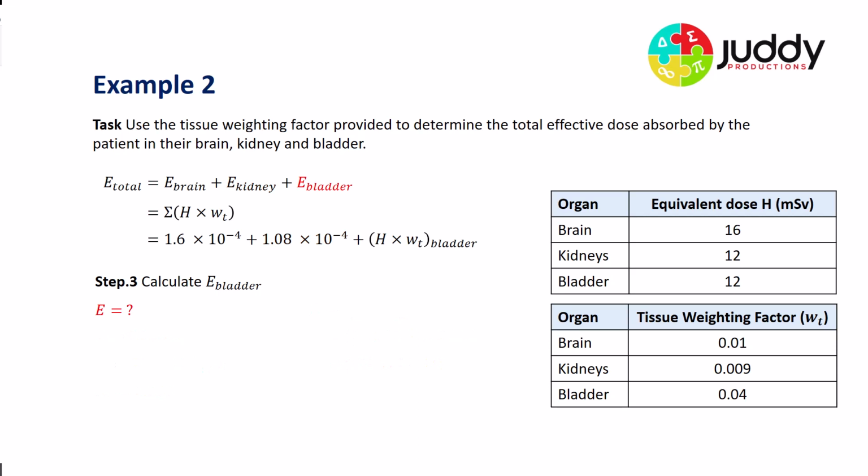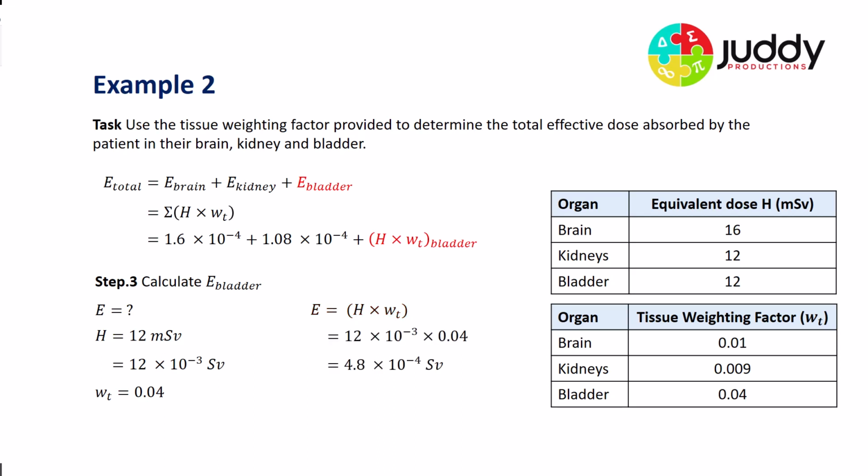Finally, we want to do the same for the bladder. So it has an equivalent dose of 12 millisieverts, or 12 by 10 to the negative 3 sieverts, and it has a tissue weighting factor of 0.04, or 4%. So of the 12 millisieverts, only 4% impacts upon the bladder, or is absorbed by the bladder. So that gives us a value of 4.8 by 10 to the negative 4 sieverts.